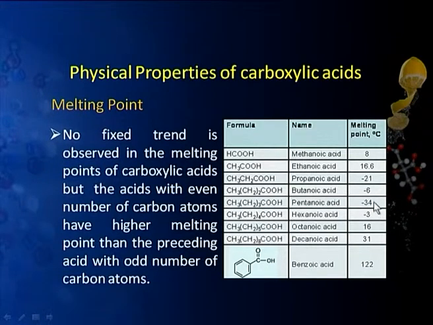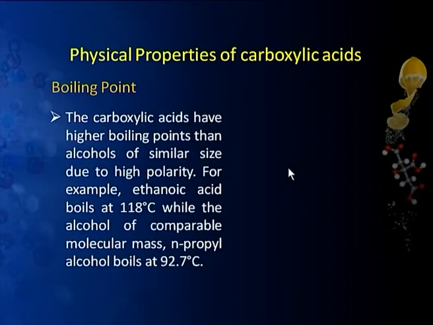Similarly, butanoic acid has a higher melting point than propanoic acid, although they have a lower melting point than acetic acid itself. But this type of trend is found, no fixed trend is there in the melting point of the series of carboxylic acids.